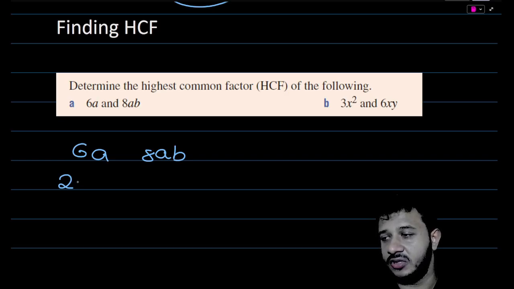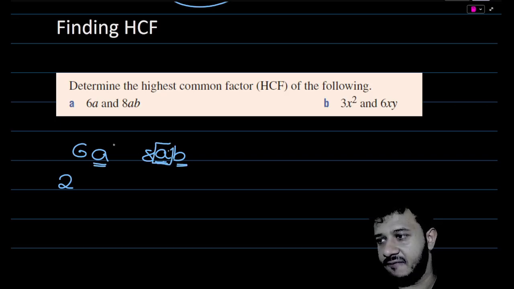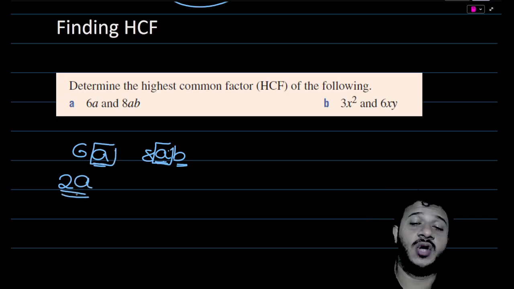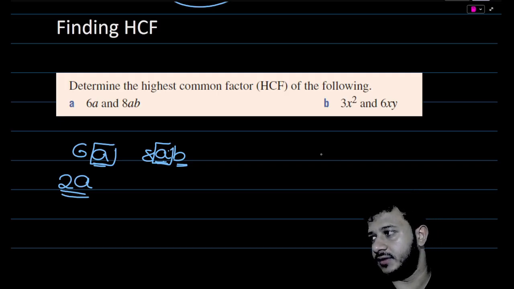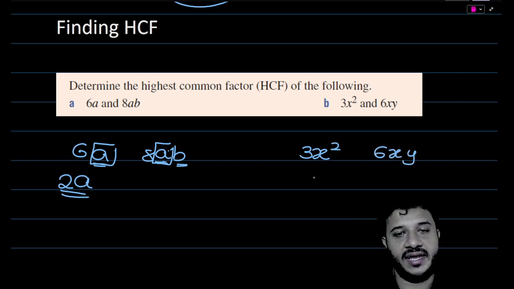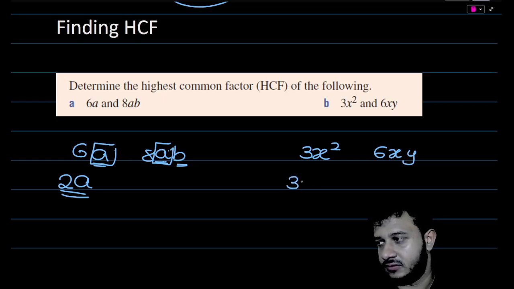And then we think about the terms given. There's an a here, and here there's an a and a b. I can take an a out of both. Am I right? So the highest common factor is 2a. Yeah. So 3x square and 6xy. What can I take out? You can take both 3x and 6x.